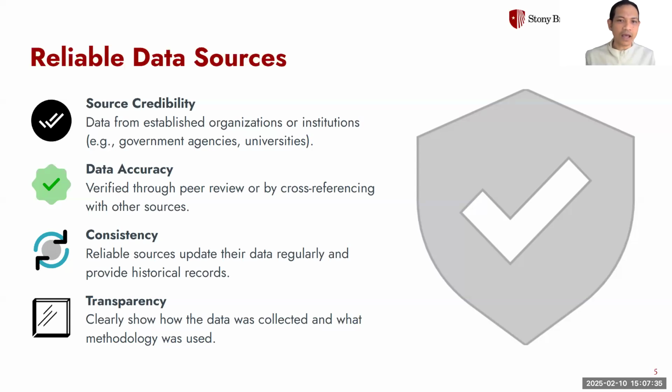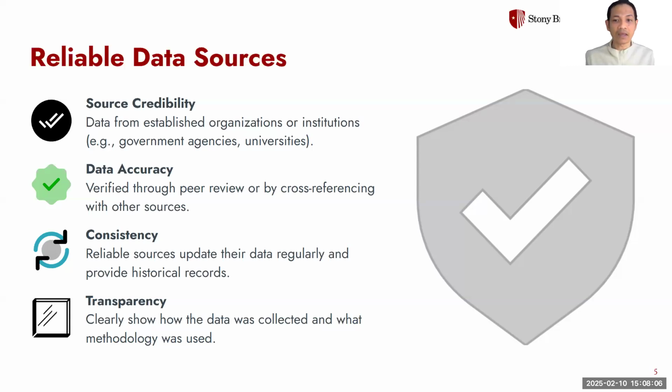So peer-reviewed data has undergone scrutiny by experts in the field, which adds a layer of reliability. Cross-referencing with multiple reputable sources can also help confirm the data validity and identity, and also identify any discrepancies in the data. And third, consistency is key. So reliable data sources update their data regularly and also provide historical records.